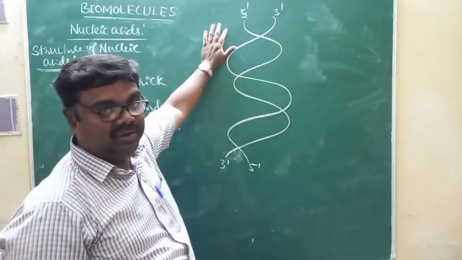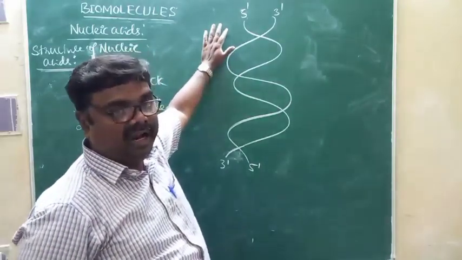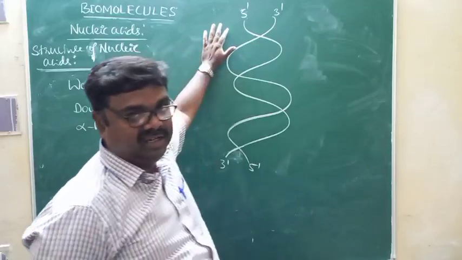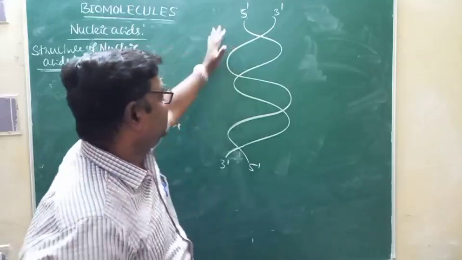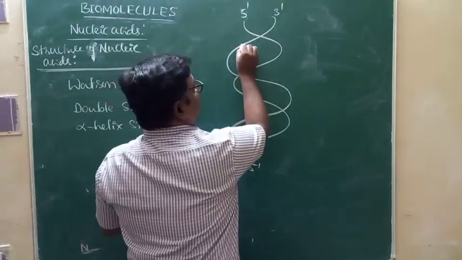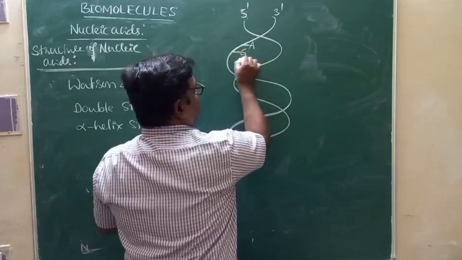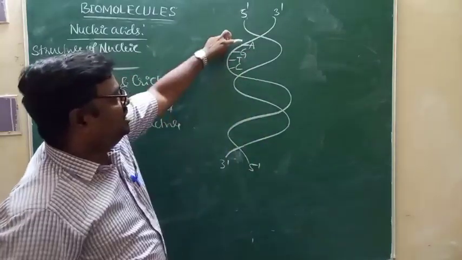these two strands in the DNA molecule are held together by hydrogen bonds between specific base pairs. Hydrogen bonds take place between specific base pairs. So, for example, if this nucleic acid is adenine, guanine, thymine, or cytosine, these are the nitrogenous bases.